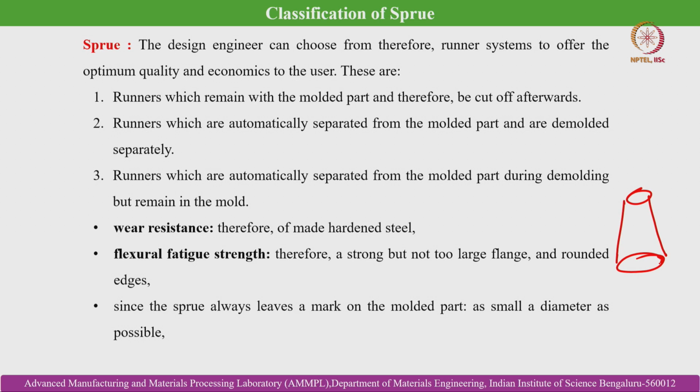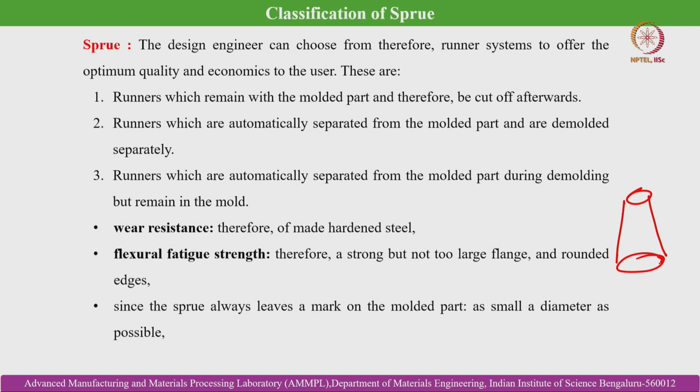The principles are: the runner which remains with the molded part and is therefore cut off afterwards; runners which are automatically separated from the molded part and are demolded separately; and runners which are automatically separated from the molded part during demolding but remain in the mold. These are the different kinds of runner systems that the sprue connects to.